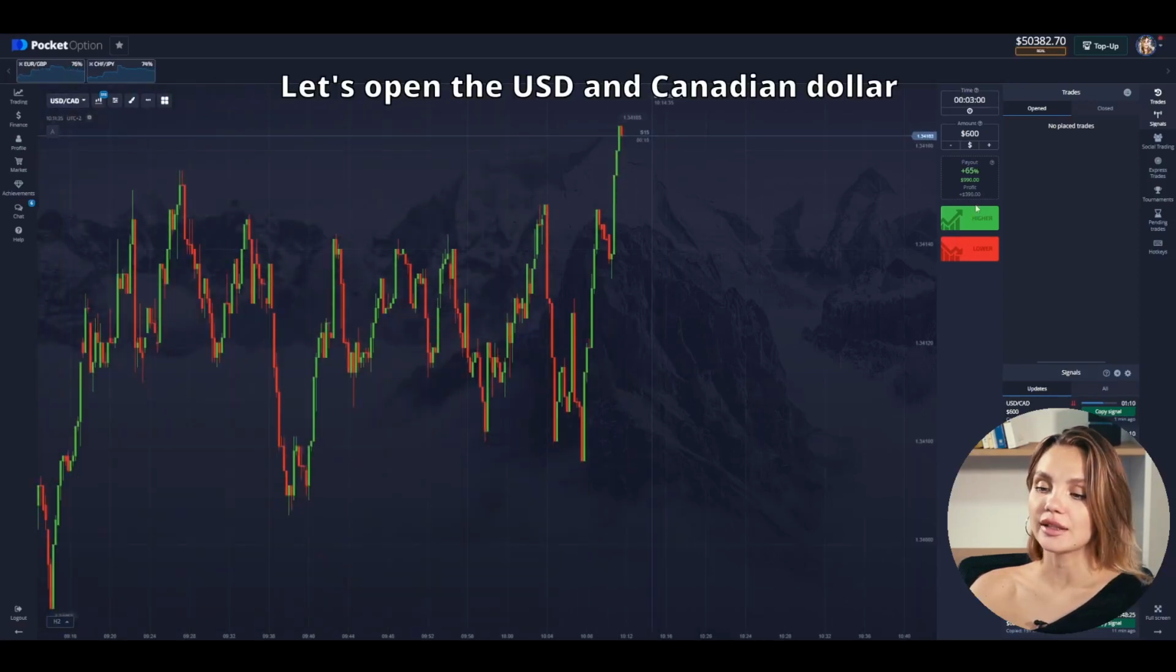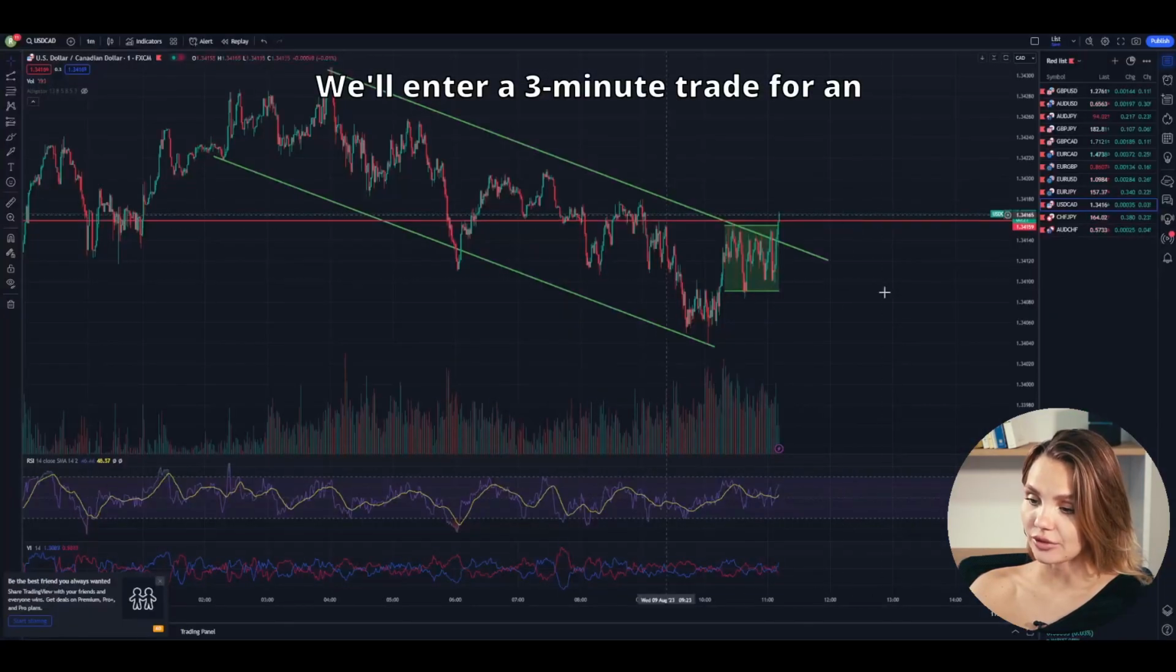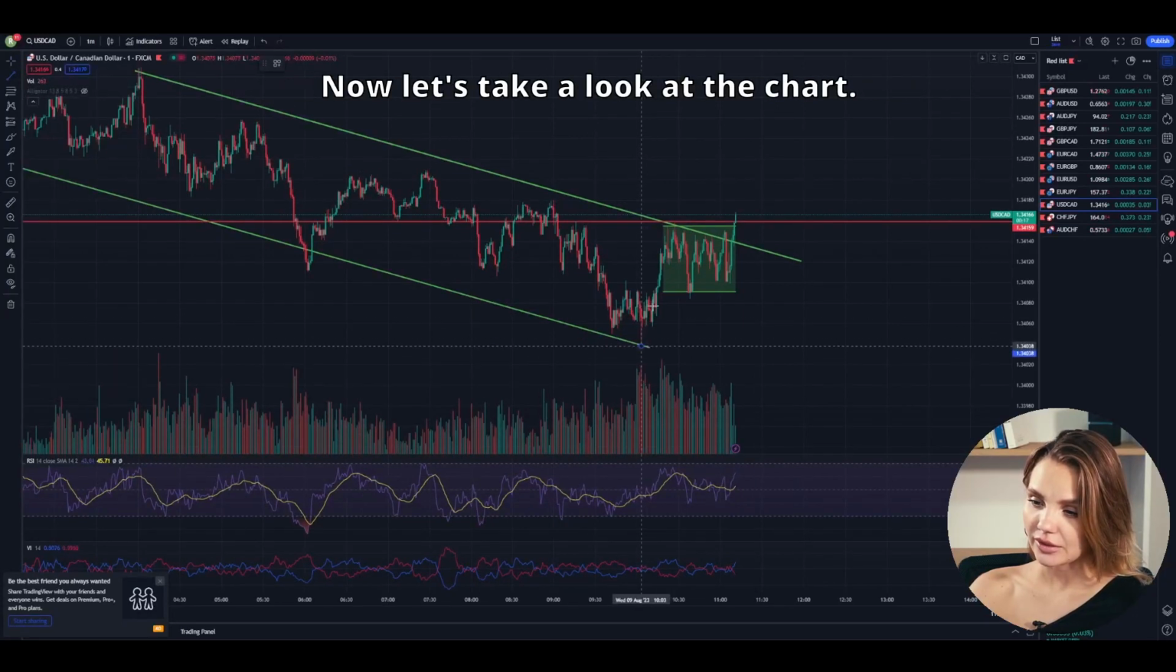Let's open the USD and Canadian dollar currency pair in the trading platform. We'll enter a 3-minute trade for an upward move with an investment of $300. Now let's take a look at the chart.